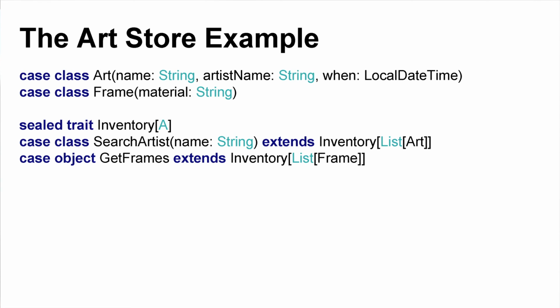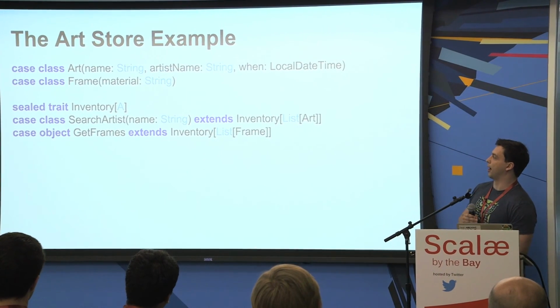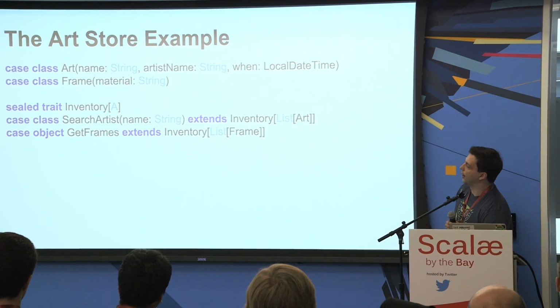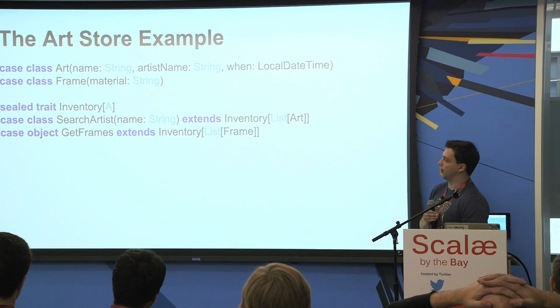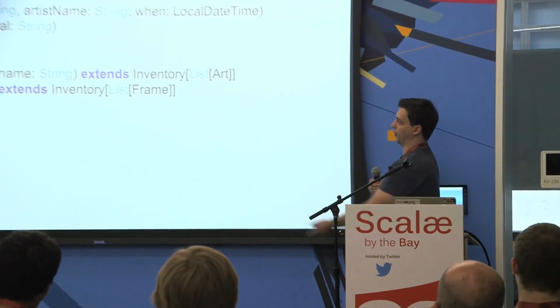Maybe your company is tasking you with building an art store. So you've got a domain of art. These are domain objects that you're selling, and you also maybe sell frames. And here's your grammar. You've got this inventory DSL, which allows a user to search on artists and returns a list of art.